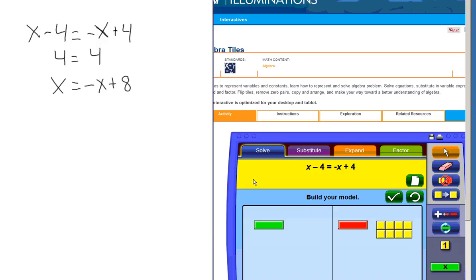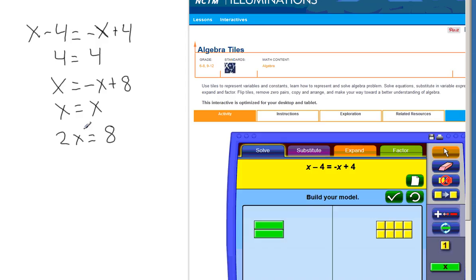So we're not done yet though, because we still have x's on both sides. So I'm going to want to bring in x 0 pairs. So I'm going to bring in a positive x to both sides to make this a 0 pair and making it cancel. After those 0 pairs disappear, we're left with 2x equals 8, which you can see on the equation part and the other part.